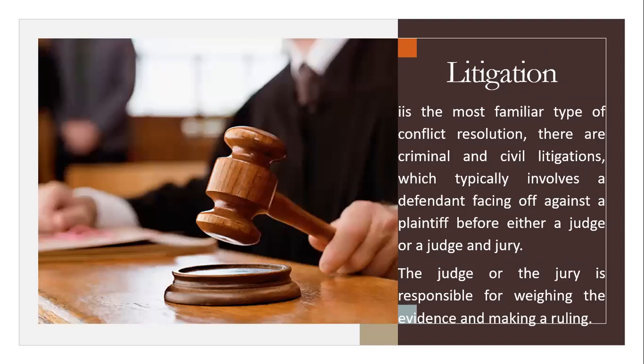The next one is litigation. This is the most familiar type of conflict resolution that people are familiar with. It involves a defendant facing off against a plaintiff before a judge, or a judge and a jury. The judge and the jury is the one who decides the ruling. He makes a ruling, and this ruling is binding. This usually leads to a win or lose outcome. One person will win and one person will lose in litigation.